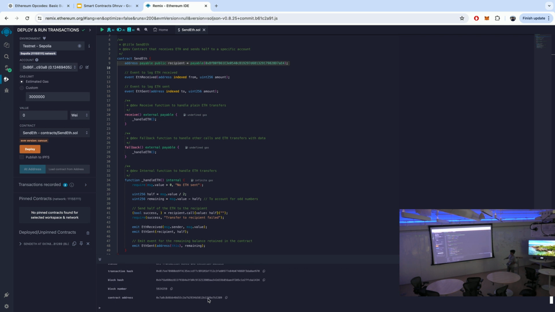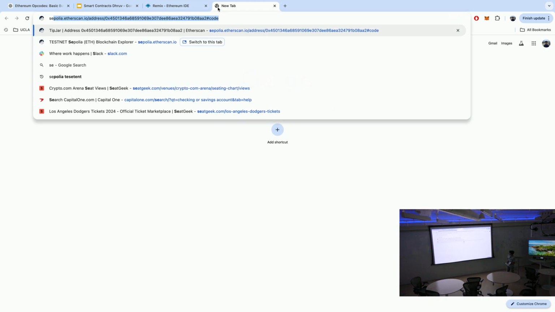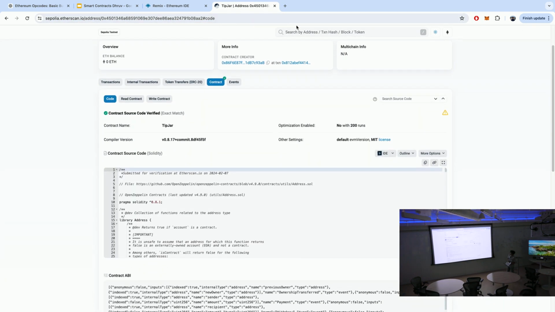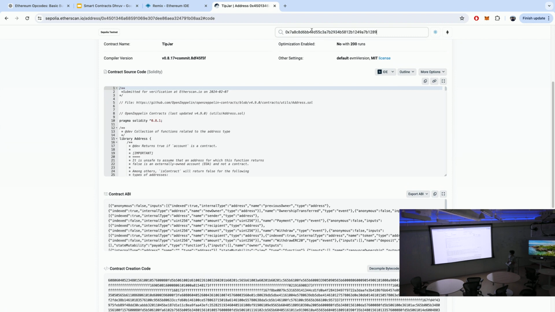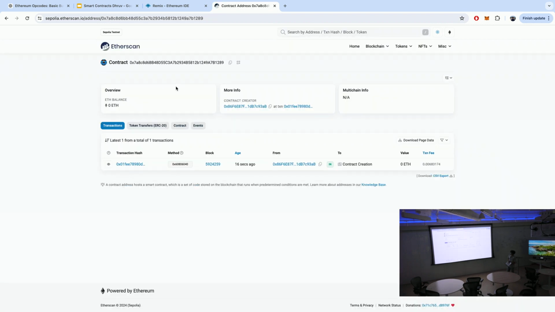Now the contract is on the blockchain, and this contract has an address right here. If I go to Etherscan and paste in this contract address, I can see the contract was just created 16 seconds ago, right? It's created by this address. It has 0 ETH, and then you can see these other things.